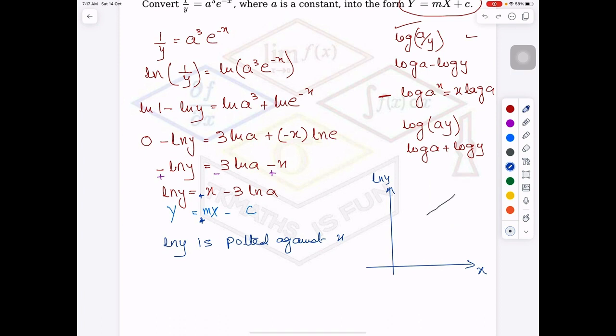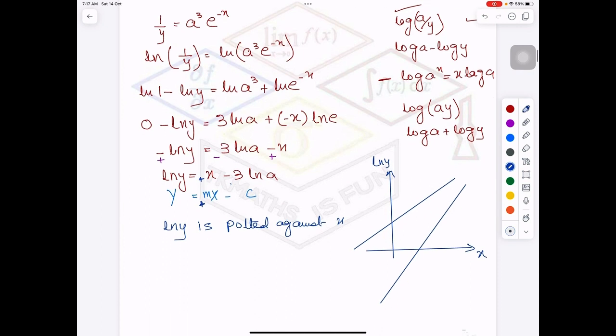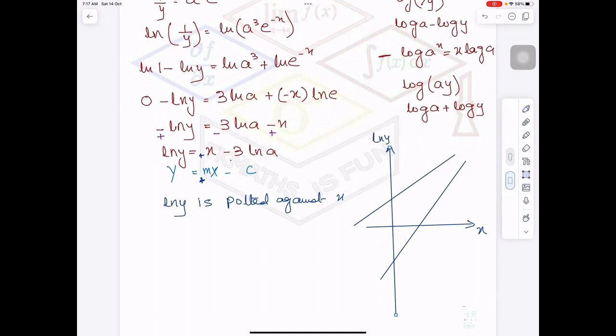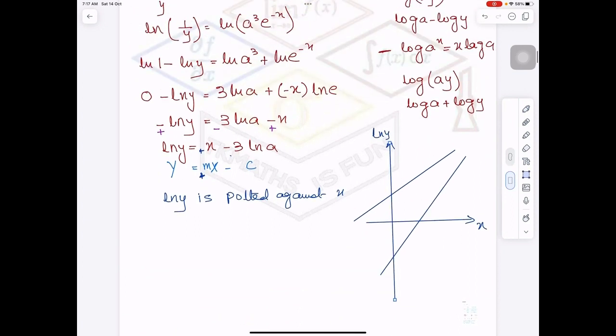By the way, will the line pass through here or here? What do you say at the moment? If you see here, it is minus 3 ln a, right? So this is negative. So that's why I will make it pass through here, under the x-axis. That is all about it. Let me just extend it here a bit. Okay, so the line will be like this, and this part will be your minus 3 ln a. Okay, so this is all about it.